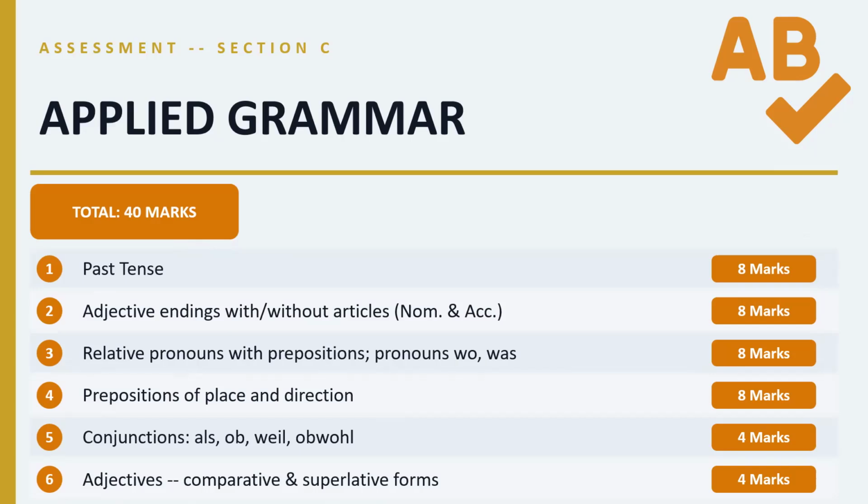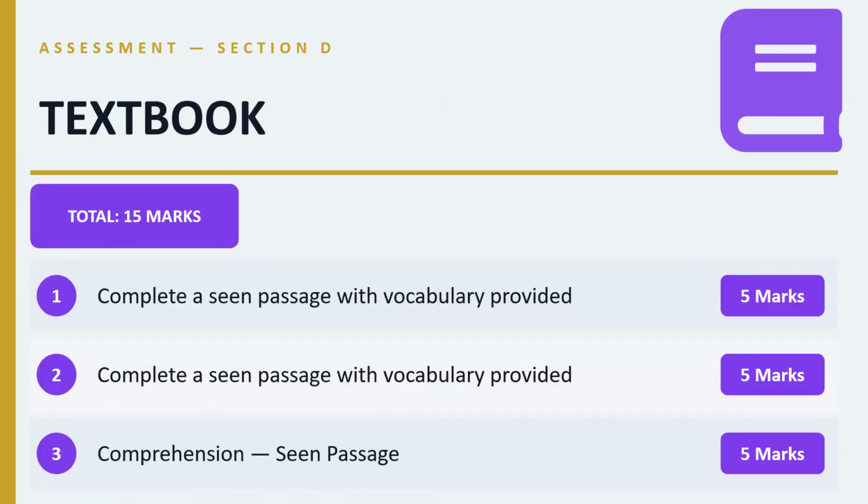So remember how important these grammar topics are. These are not difficult ones. Trust me, I will make it very easy for you guys. Now the next and final topic is Section D, which is the textbook. As I told you, there'll be 3 types of questions. Complete a seen passage with the vocabulary provided; these will be fill in the blanks. Complete another seen passage with the vocabulary provided; again, vocabulary will be provided.